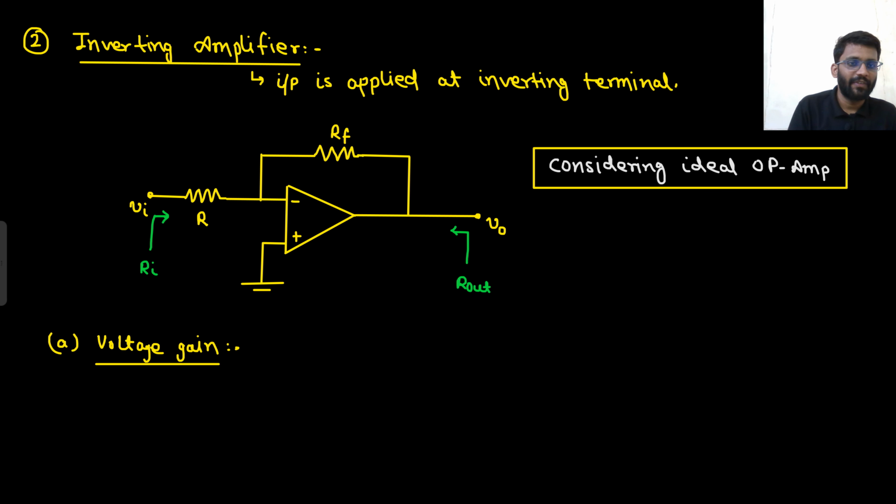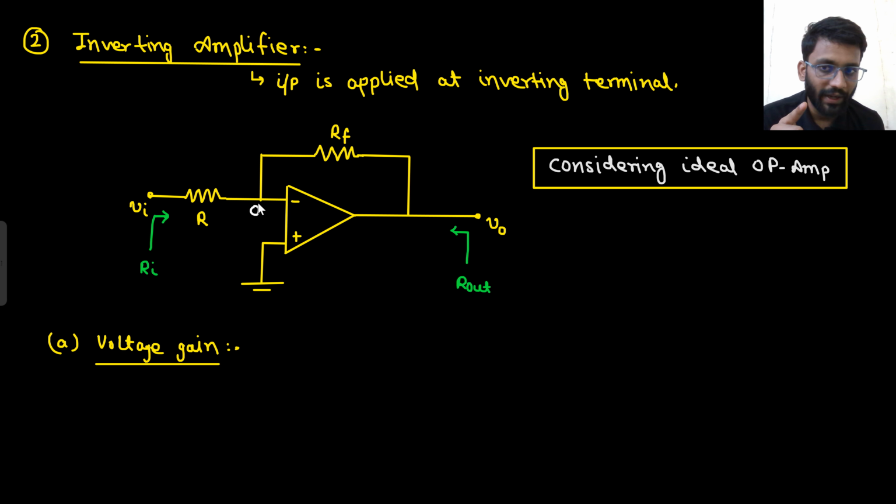So that's why it is called inverting amplifier, because input is applied at the inverting terminal. And now you will see the voltage gain. There also you will realize why it is called inverting amplifier. So how will you find the voltage gain, considering an ideal op-amp? If it is an ideal op-amp and this node is 0, this node will also be 0.